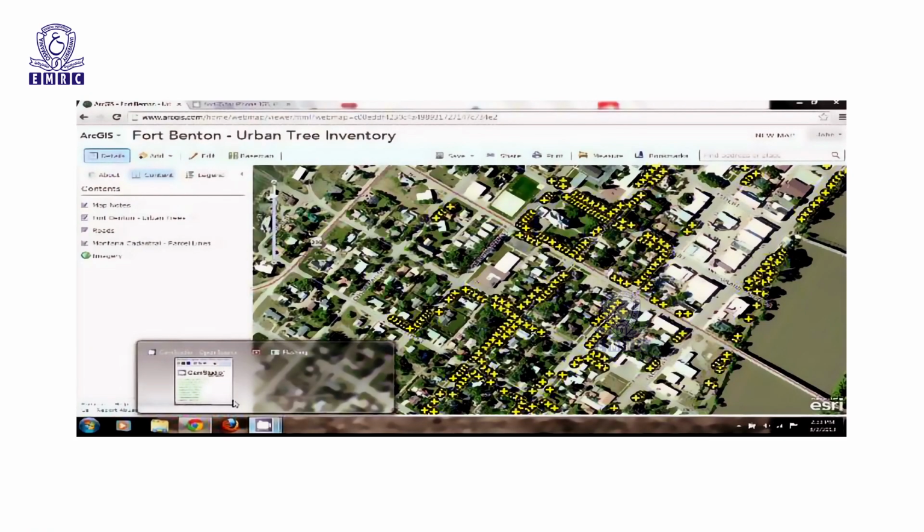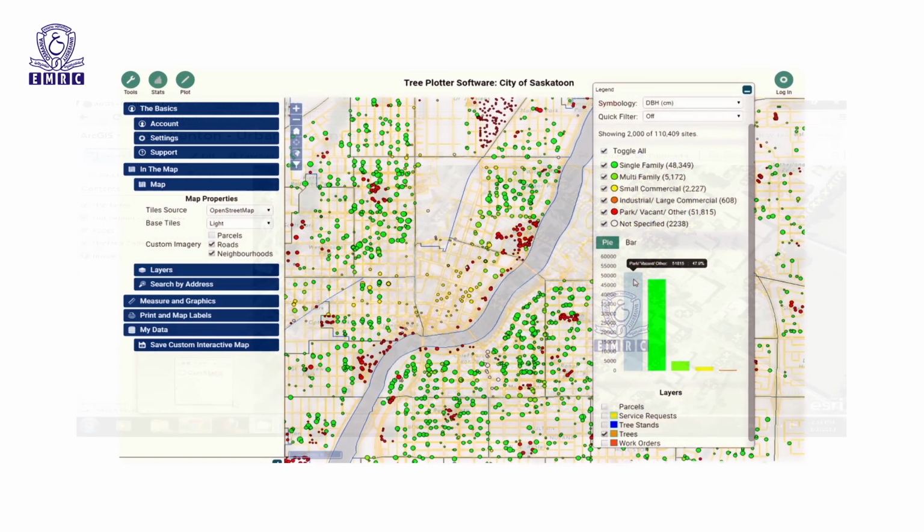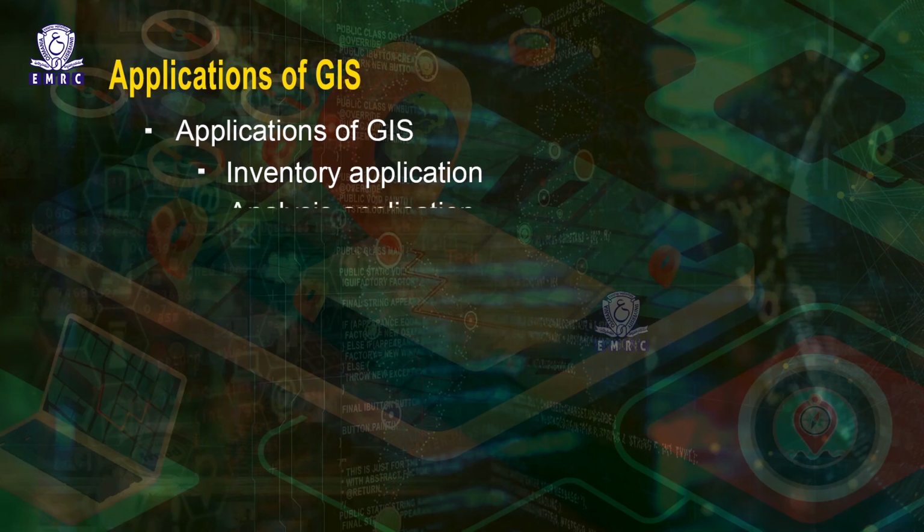Many times the first step in developing a GIS application is making an inventory of features of a given geographic area. These features are represented in a GIS as layers or themes of data. The emphasis at this stage of application development consists of updating and simple data retrieval. The second application is the analysis application.